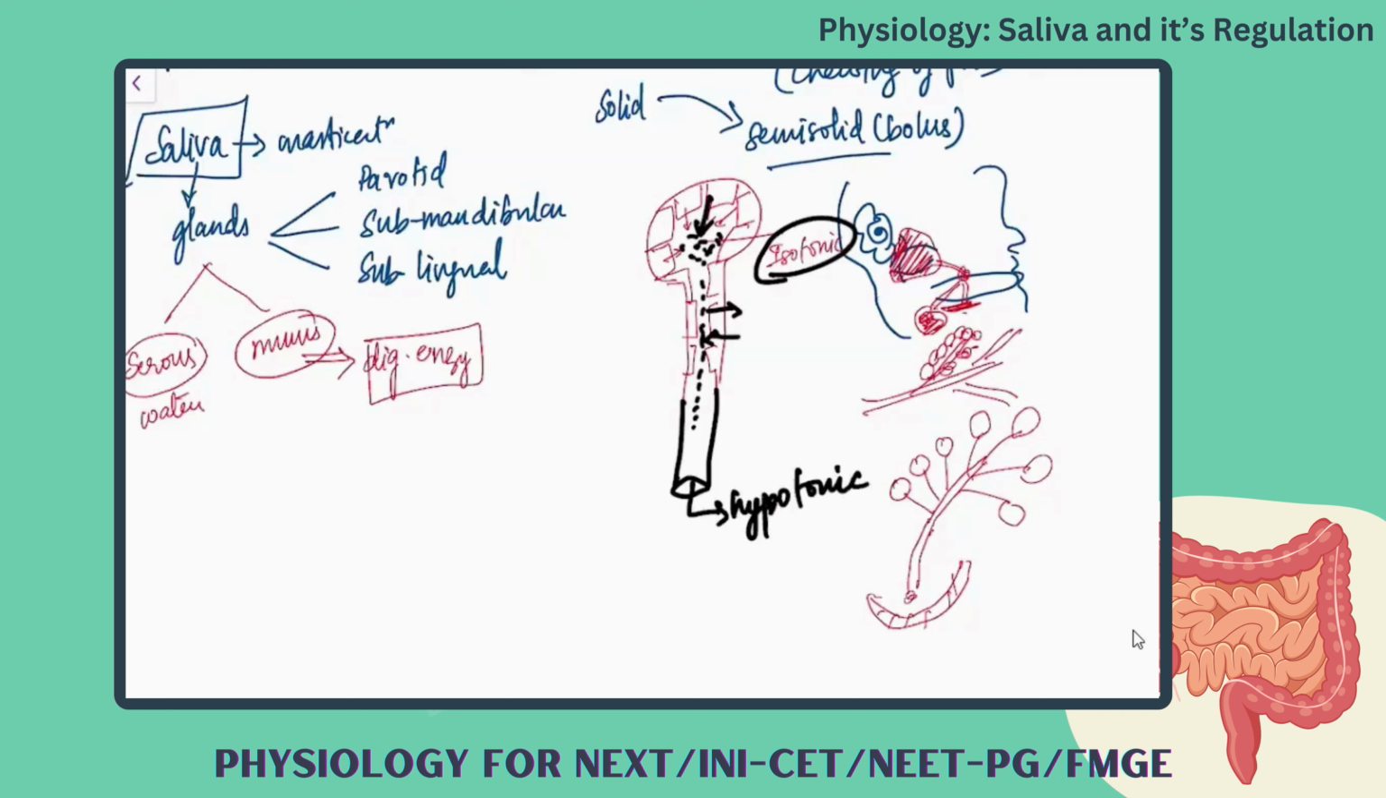Okay, clear? From the acinar cells, whatever saliva you're getting is isotonic. But in the meantime, during the travel from the acinar cells into the major duct, it becomes hypotonic. So finally, the saliva we are getting for digestive purposes is hypotonic in nature. It is not secreted in the hypotonic form. It is secreted as isotonic, and it is going to do its function as hypotonic.